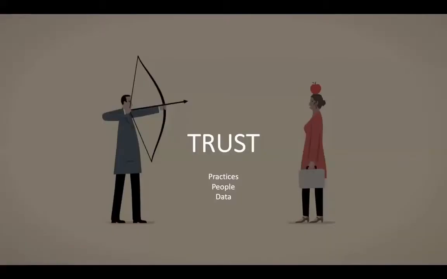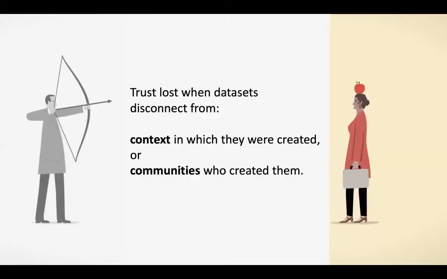We of course need to build some trust in the data that we're using for these grand challenges, and this includes trust in the practices in which the data was collected and stored, trust of the people who have collected that data, and then of course if you have the context and the practices and the people, then you can build data trust. And trust is lost when data sets get disconnected from that context in which they were created, or from the communities that created them.